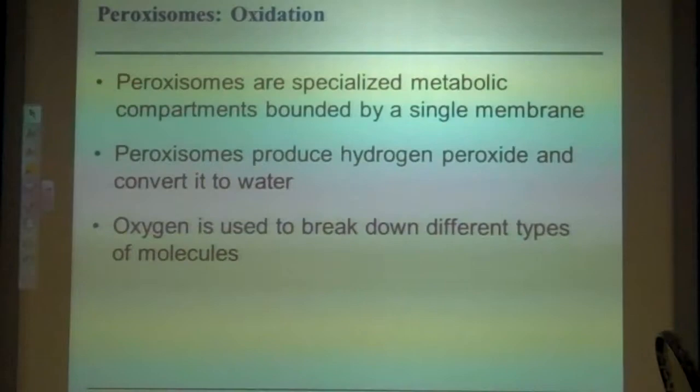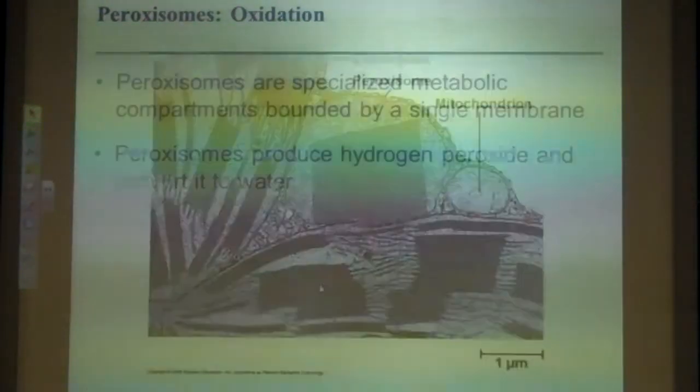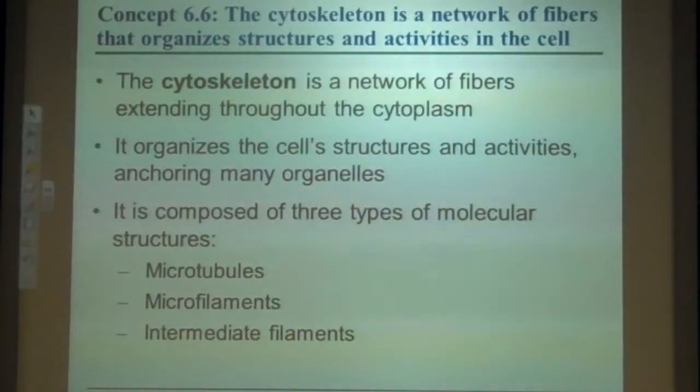Okay, peroxisomes, like I said, they're going to make hydrogen peroxide. The reason they're making it, though, is because it's a byproduct of breaking stuff down. It's not because, oh, I want to make peroxide, okay? And then the peroxide itself is toxic in high quantity, so that's going to get broken down into water and oxygen. Got it? So that's peroxisomes.